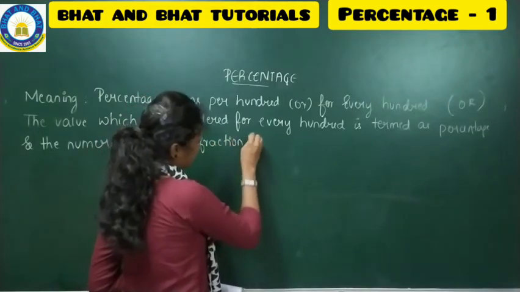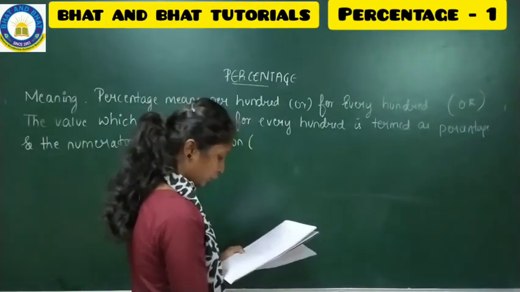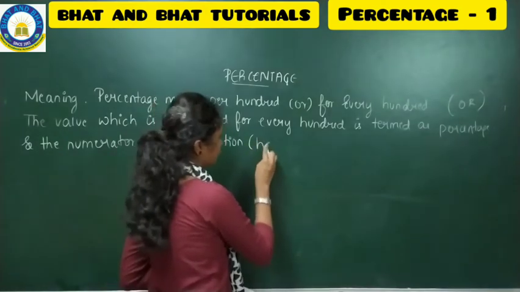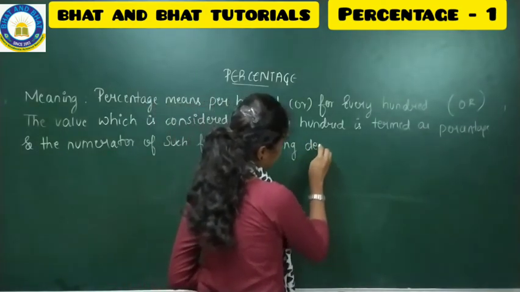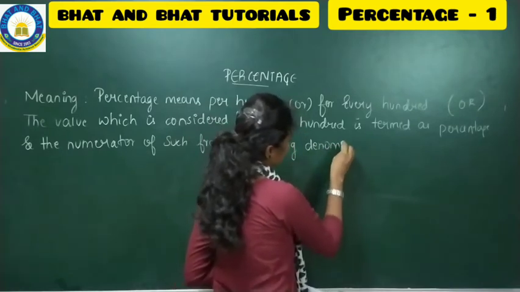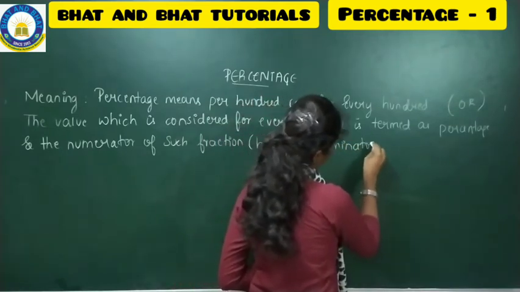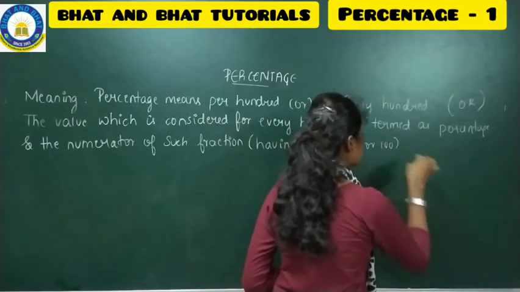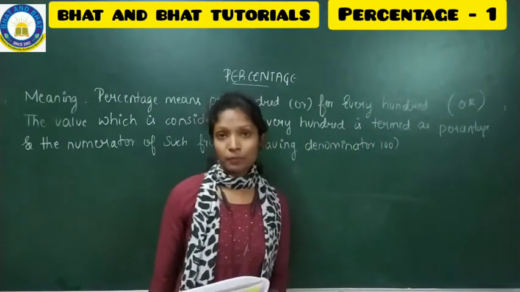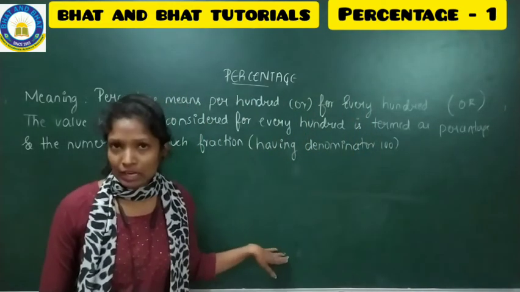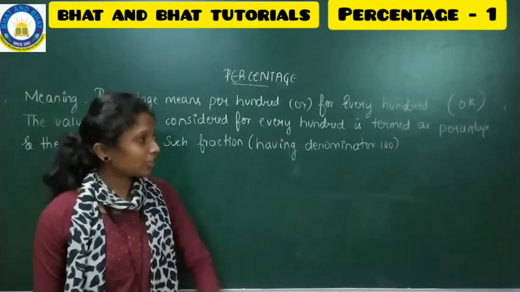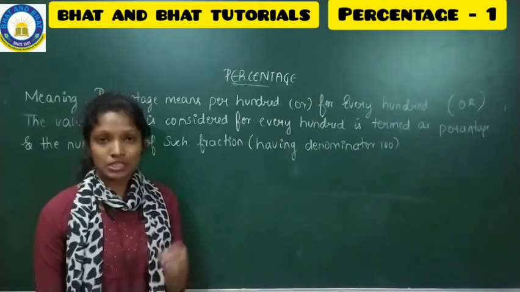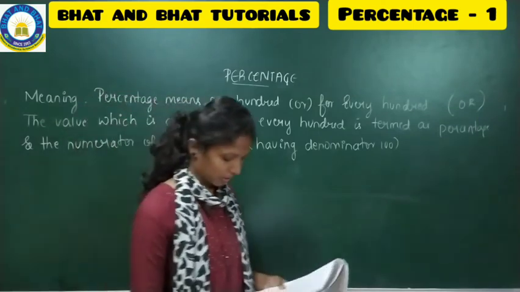inside the brackets you can write, having denominator 100. So what is denominator? The number which is written below the line, we are going to call that as denominator. So whenever the denominator comes under 100, we usually call that as a percentage in its fractional format.